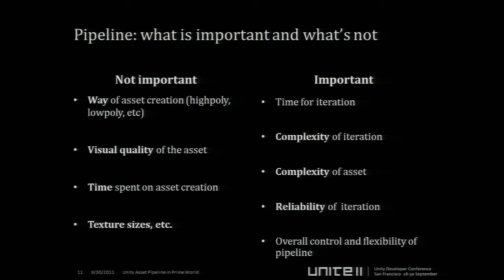So a quick overview of important and non-important things for a pipeline. What's not important? We don't really care about the way the asset was created. You can purchase it somewhere, you can do it on your own, you can just use your amazing 3D artist skills to get it done. We don't care, because the pipeline must work on any type of given asset. We don't care about the visual quality of the asset. It can be anything. We don't care about the time that was spent on the asset creation, because the pipeline doesn't know a thing about that. And we don't care about things like textures and the amount of bones that you have in your character. But what's important on the other side?